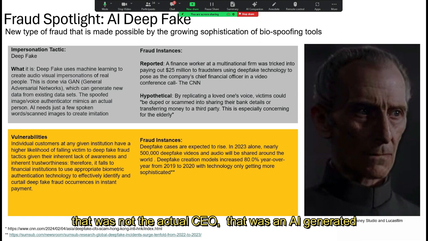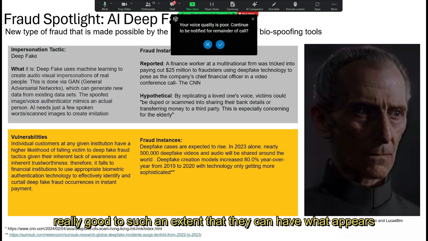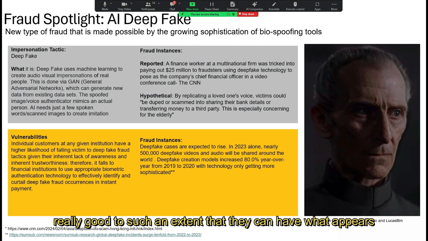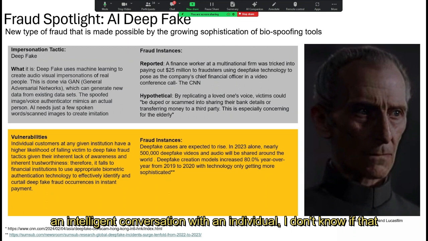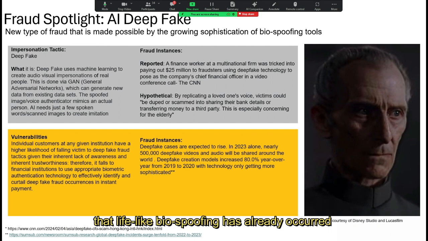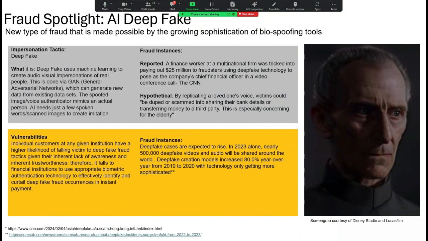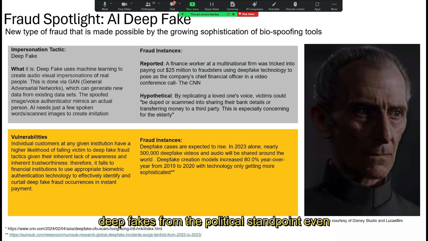That was an AI-generated voice prompt. And these algorithms are really good to such an extent that they can have what appears an intelligent conversation with an individual. I don't know if that means that these AI algorithms fail or pass the Turing test, but that has already occurred. Additionally, deepfakes are on everyone's mind, and I'm not talking deepfakes from the political standpoint, even though that might be a concern.